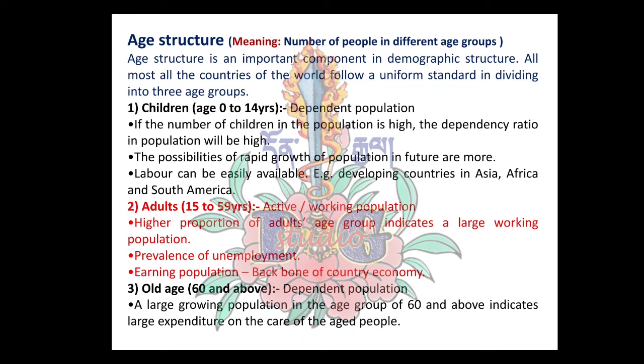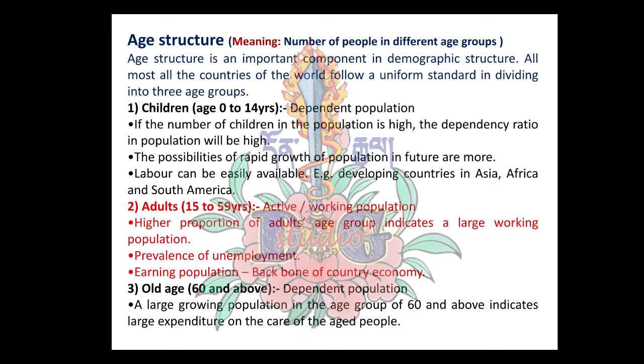The first age group is children. The age group between 0 to 14 years are children. This age group is also called the dependent population. They are socially, economically, and emotionally dependent on someone else. If a particular country has a large age group of children, then the dependency ratio in that country will be high.